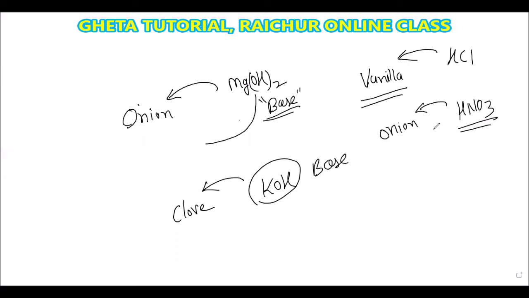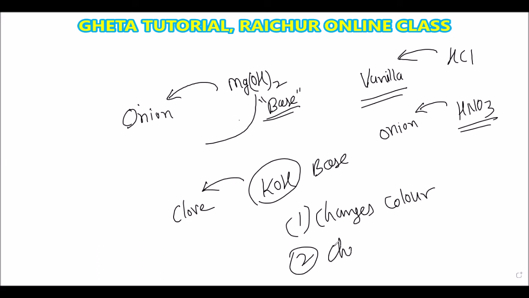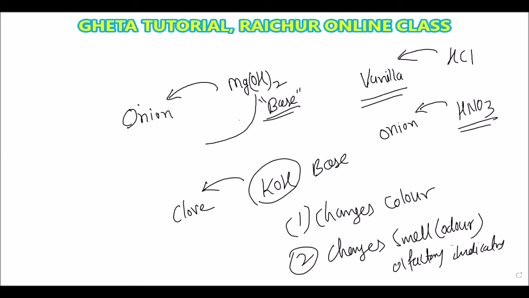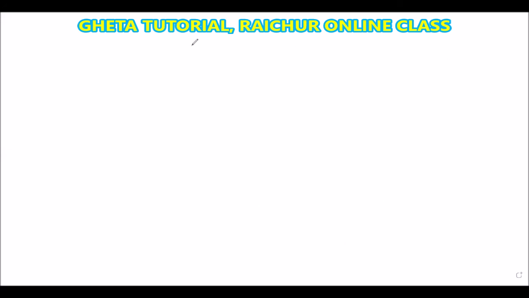Okay, fine. So these are the indicators. With the two types of indicators we have learned. One type of indicator will change the color when they come in contact with acid or base. And another type of indicators we have learned will change the smell, or we can say the odor. Such types of indicators I have given the name, that is called what? Olfactory indicators. So these are the indicators which will indicate to us whether the solution is an acid or a base.